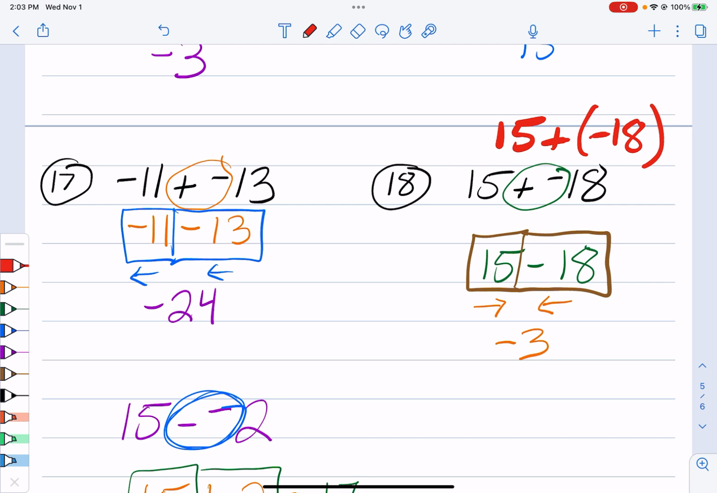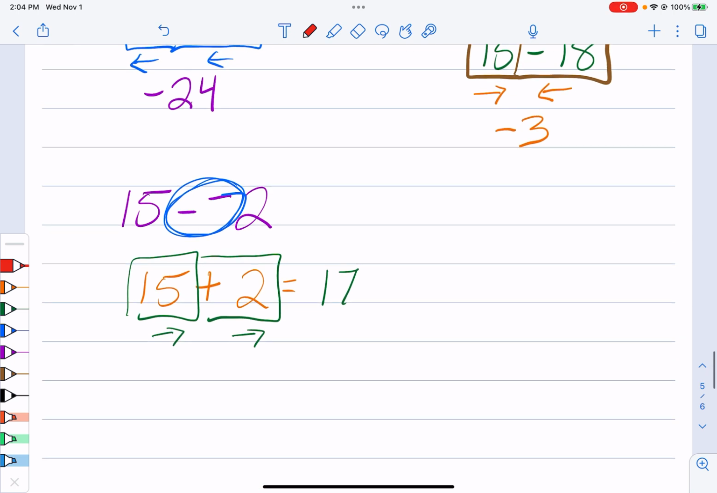On number 17 on your typed paper, you might see something like negative 11 plus, and in parentheses, negative 13. So if the parentheses being there bugs you, which it kind of does me, rewrite it without the parentheses. It's the same thing. So the parentheses aren't doing anything new. They're just separating the signs, especially if there's two negatives. Like on this problem, they would probably have 15 minus, and in the parentheses a negative 2. It's the same problem. So do not worry about the parentheses.